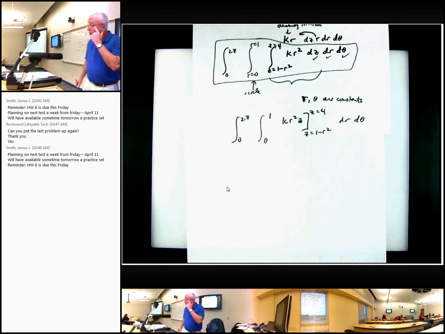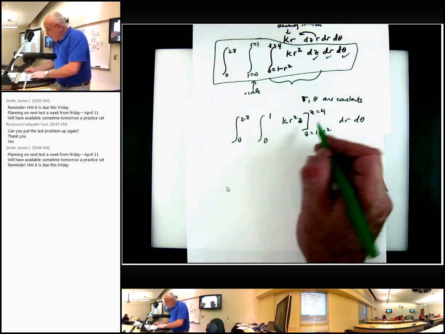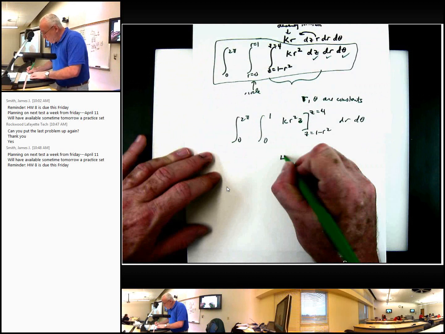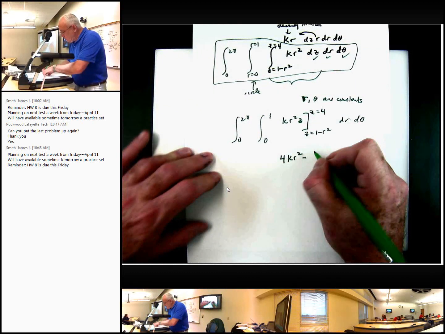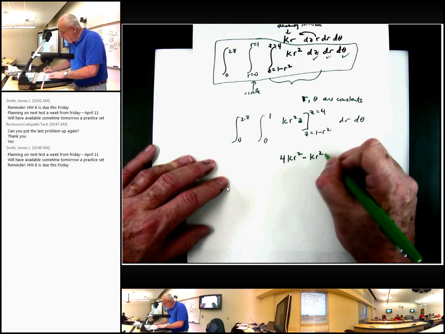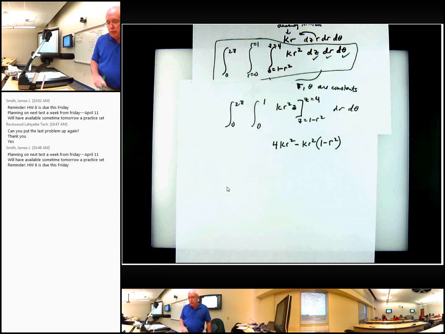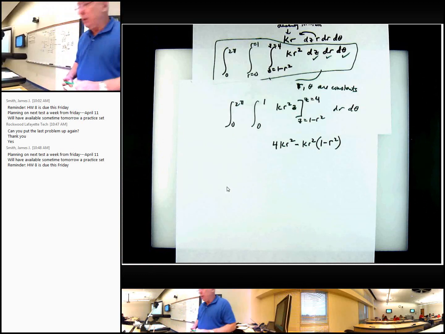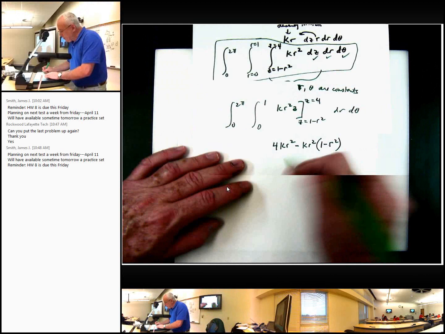Okay. All right, so let's plug in the upper and lower limits for Z. Upper limit is 4, so we have 4KR squared minus, and the lower limit is minus KR squared times the lower limit, which is 1 minus R squared. So there's a little bit of algebra you got to watch out for here with this one.